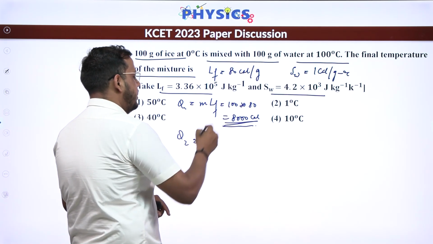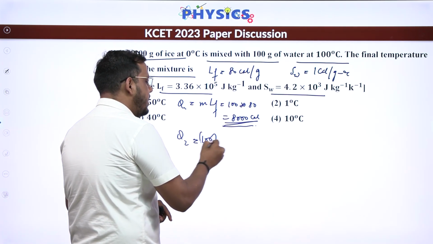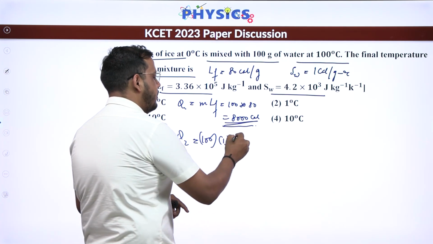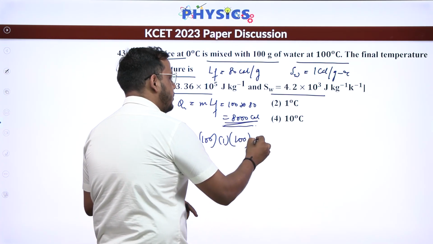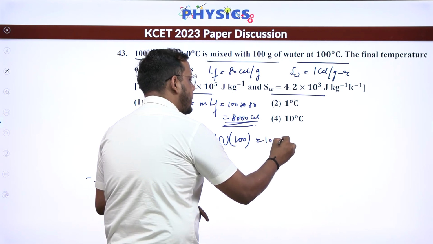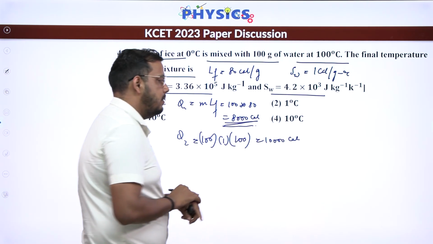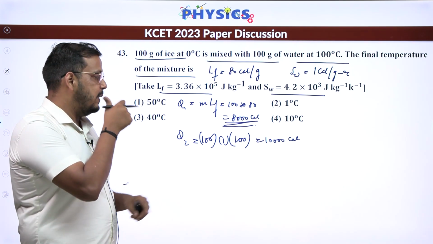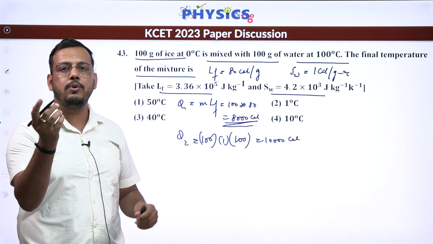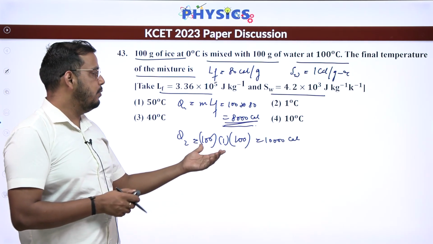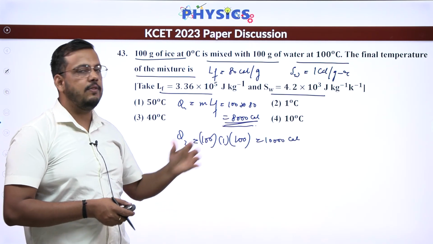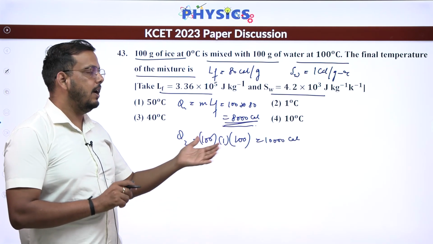What is the mass of water here? 100. And what is the specific heat capacity? 1. And what is the drop in temperature? 100. So it is 10,000 calories. Here it is clearly observed that Q2 is greater than Q1. So since Q2 is greater than Q1, Q2 easily gives the 8000 calories and all the ice will melt.